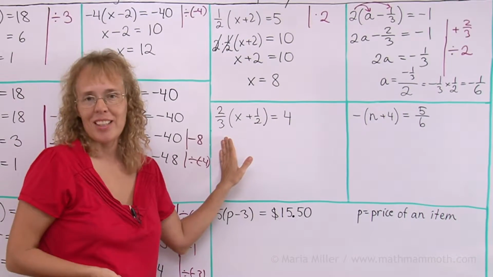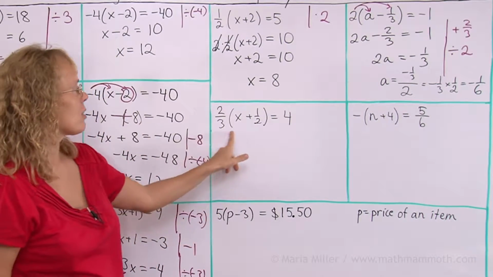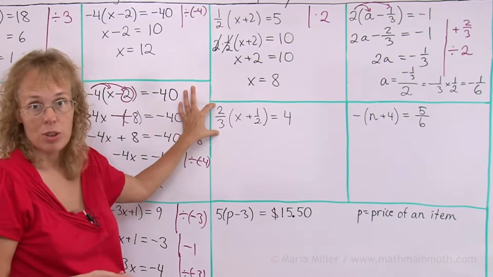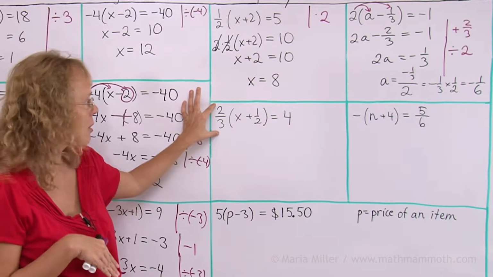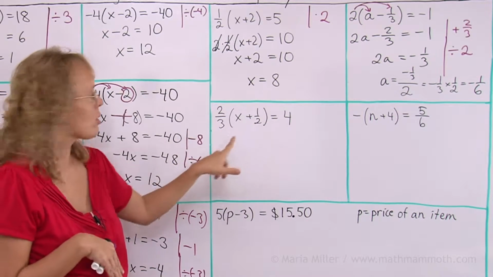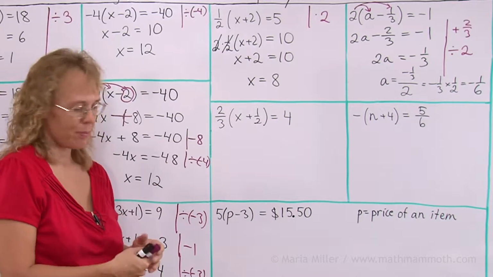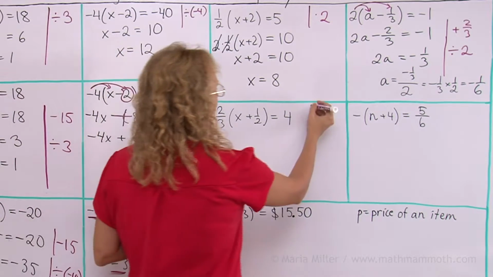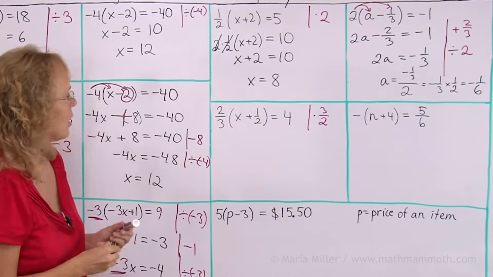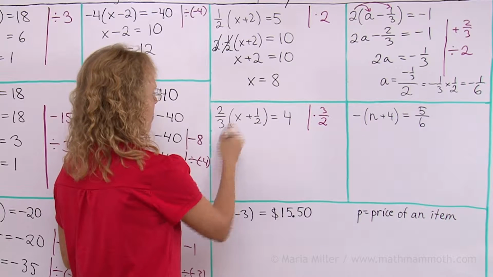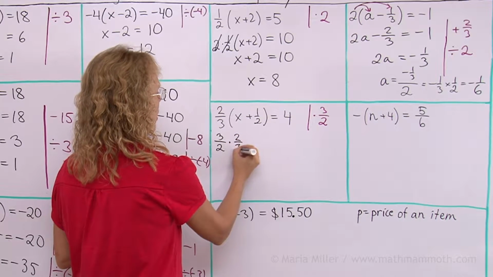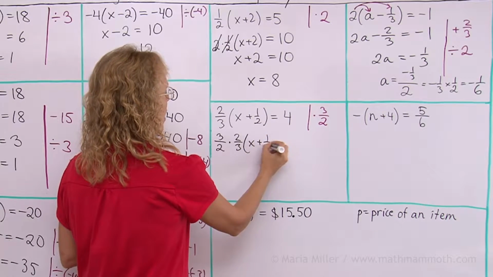Over here, again, there's 2 ways to solve this. I could use the distributive property, or I could get rid of this 2/3 by multiplying by something. Can you think of a number to multiply both sides by, so the 2/3 will disappear? Let's see, if I multiply by 3 over 2, its reciprocal, then I will get rid of this. So 3 over 2 times 2 over 3, and then (x plus half).